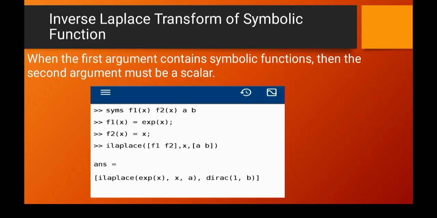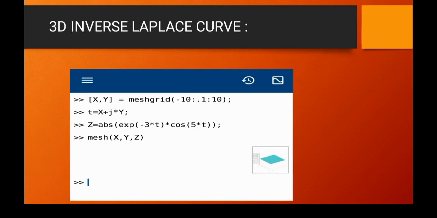Inverse Laplace transform of a symbolic function. When the first argument contains a symbolic function, the second argument must be a scalar. In this command, after performing the inverse Laplace transform, I have defined f1 which is exponential of x and f2 which is x. The ilaplace command will give me f1, f2, x, comma, a and b in brackets. Its answer gives the function in Dirac notation.